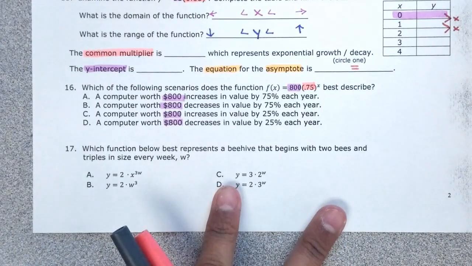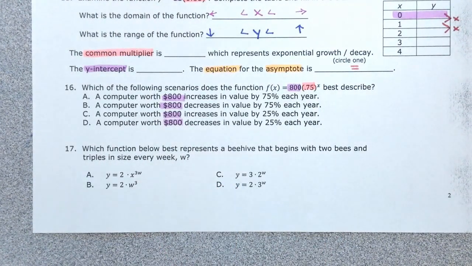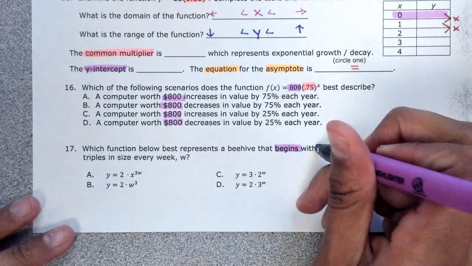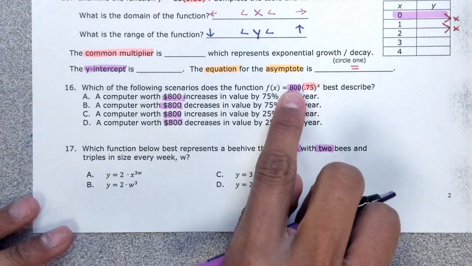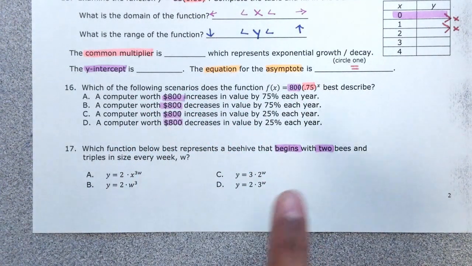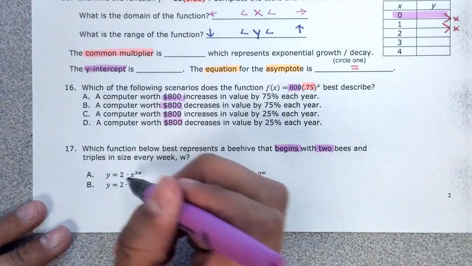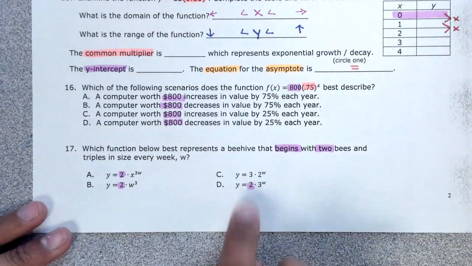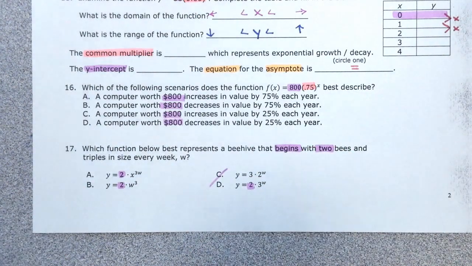Number 17 says, which function below best represents a beehive that begins with 2 bees and triples in size every week? So it begins with 2 bees. So remember, 800 is what you begin with for a computer. This one, you begin with 2 bees. So here's your hint. You begin with 2. C does not begin with 2, it begins with 3.